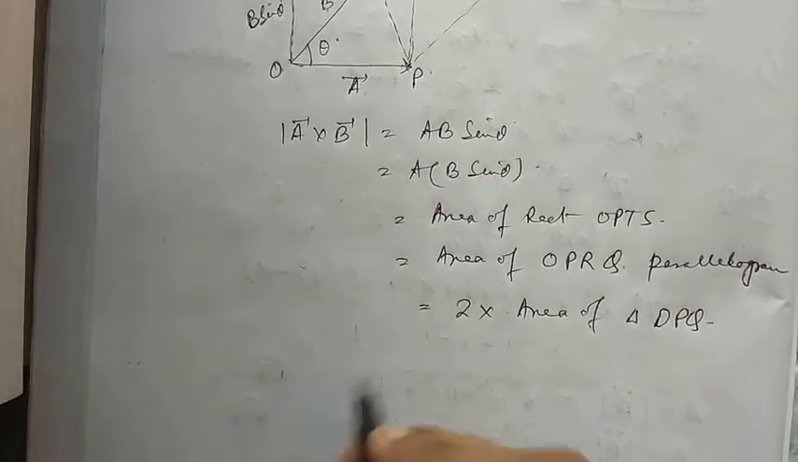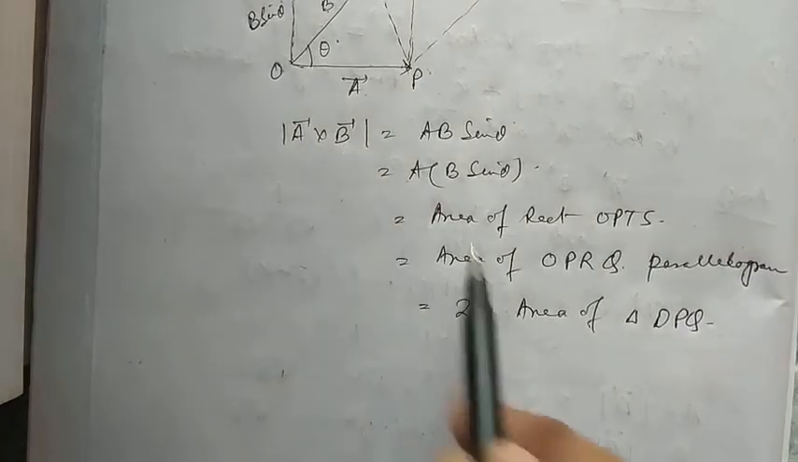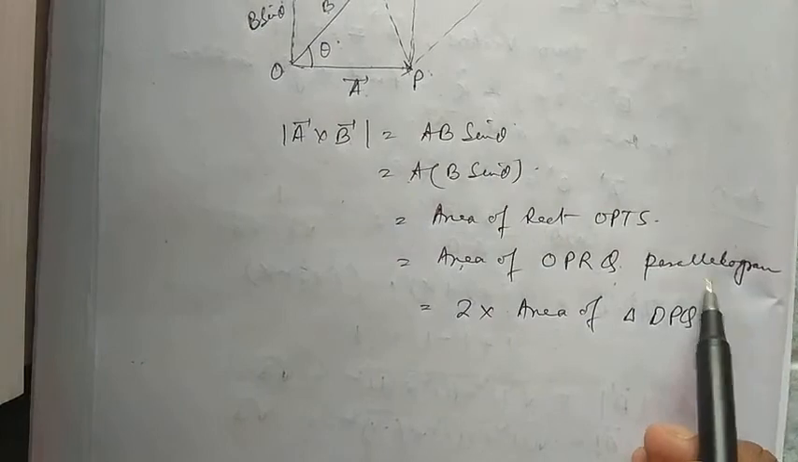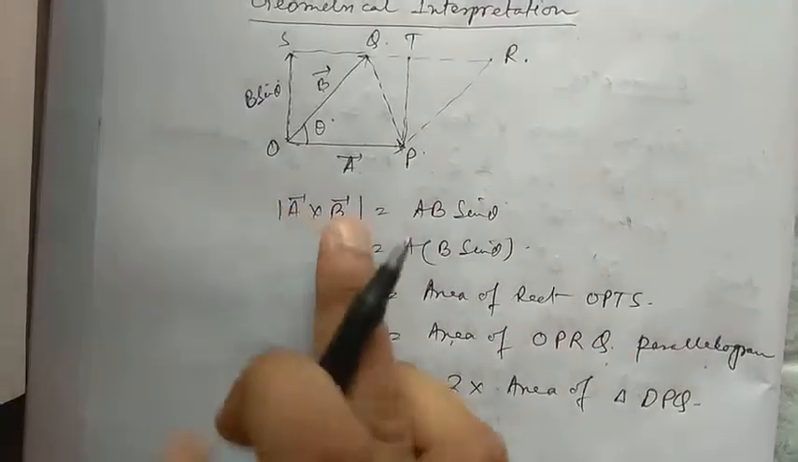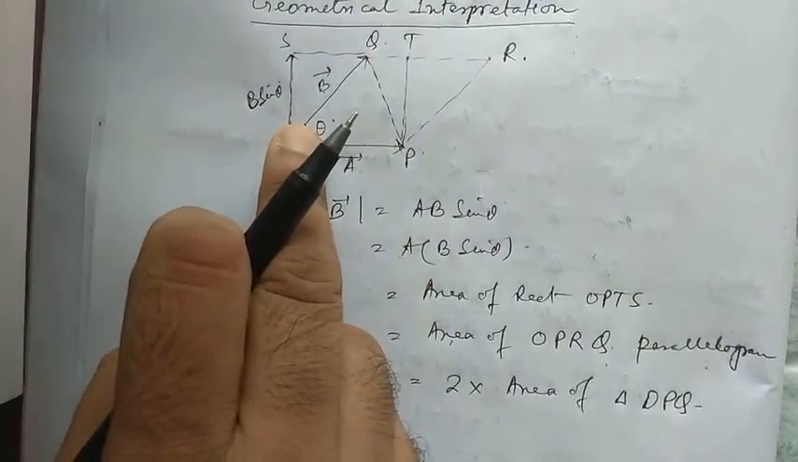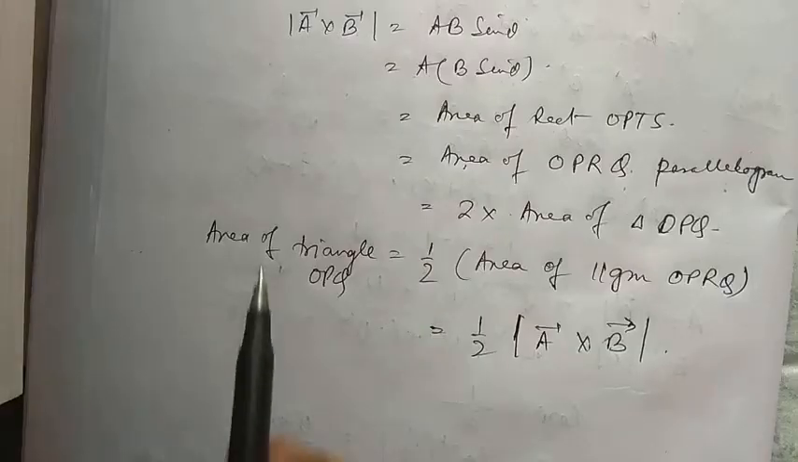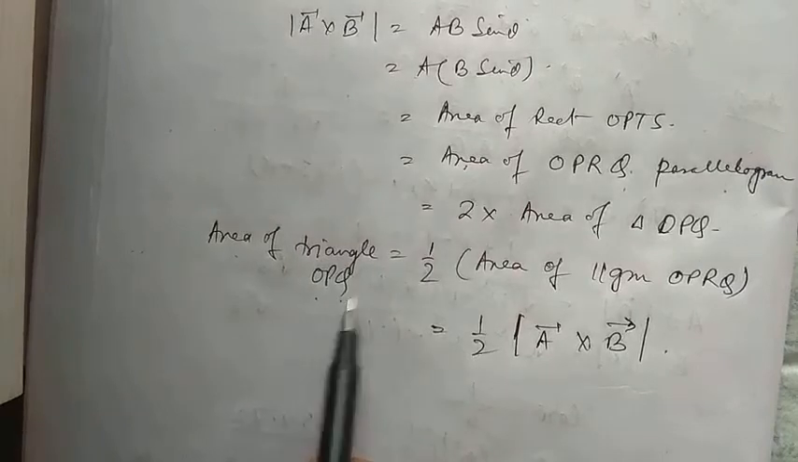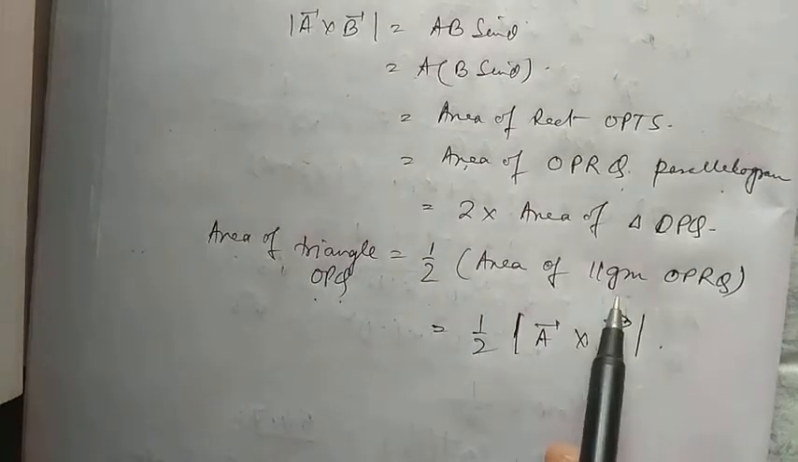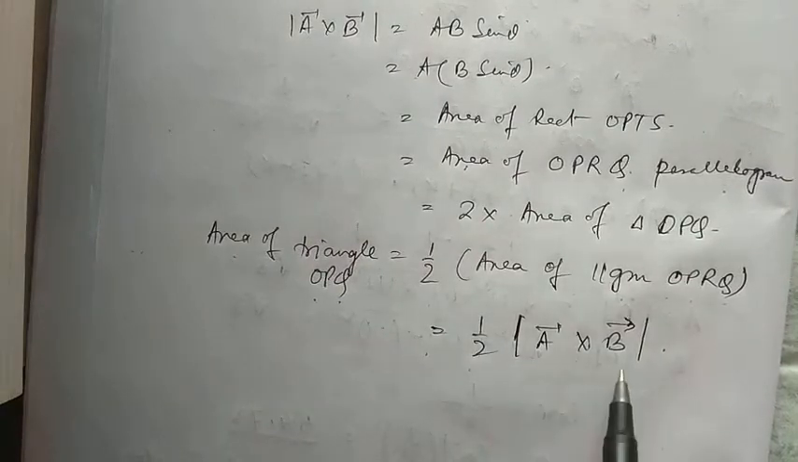So according to the formula, A cross B is the area of the parallelogram formed by the two vectors, which equals twice the area of the triangle OPQ. So we can write area of triangle OPQ is equal to half of the area of parallelogram OPRQ, which is equal to half of the modulus of vector A cross vector B.